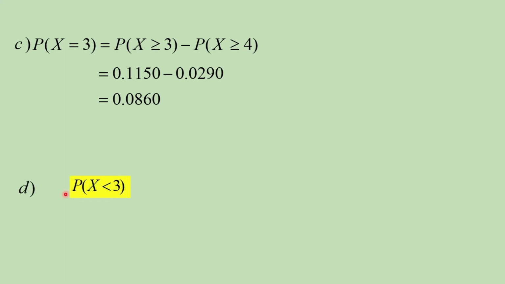Okay, what about D? Probability x less than 3. So you can understand by looking at this diagram.